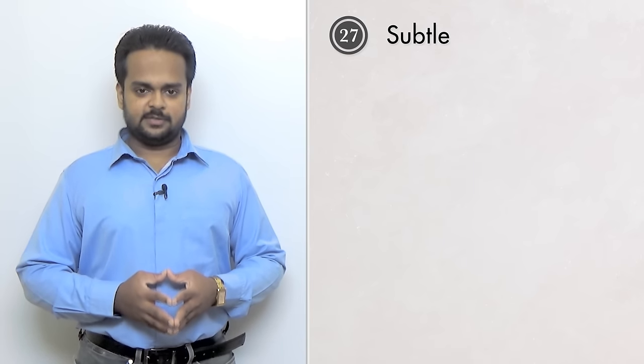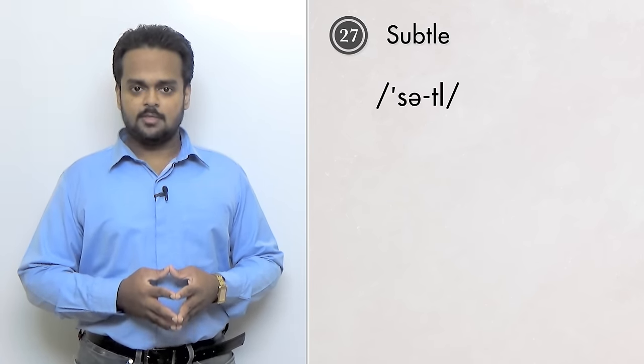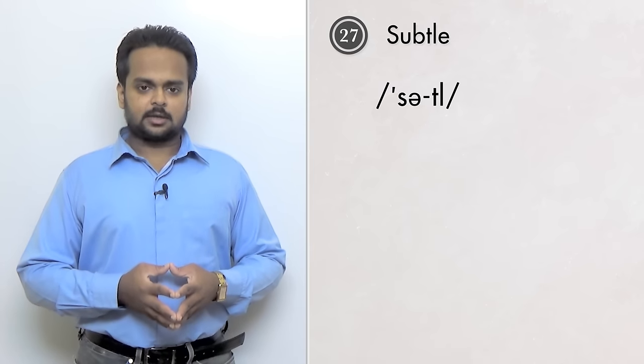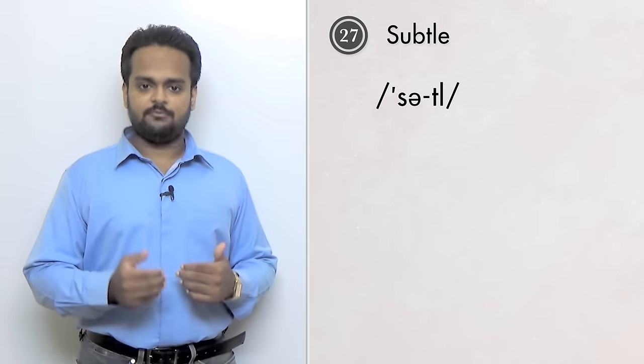Number 27 is this word. How would you say it? It's subtle. The B is silent. Subtle means something that is difficult to notice or something that isn't obvious.